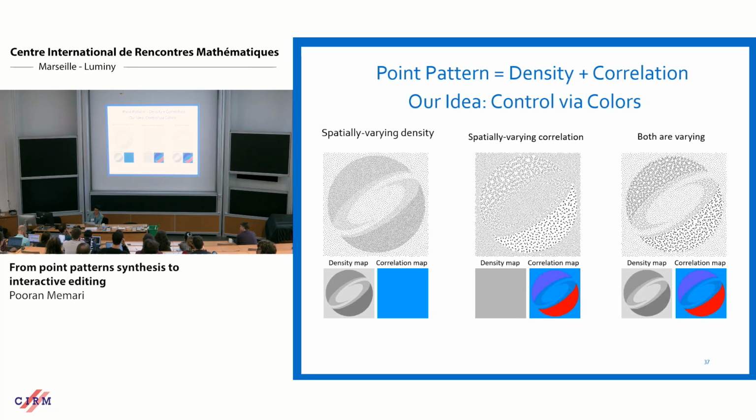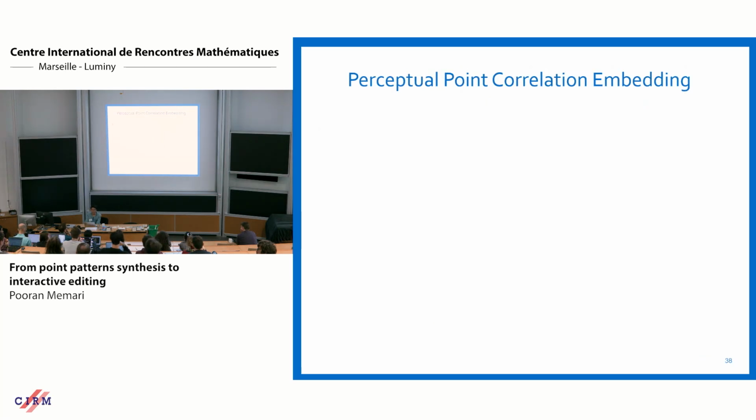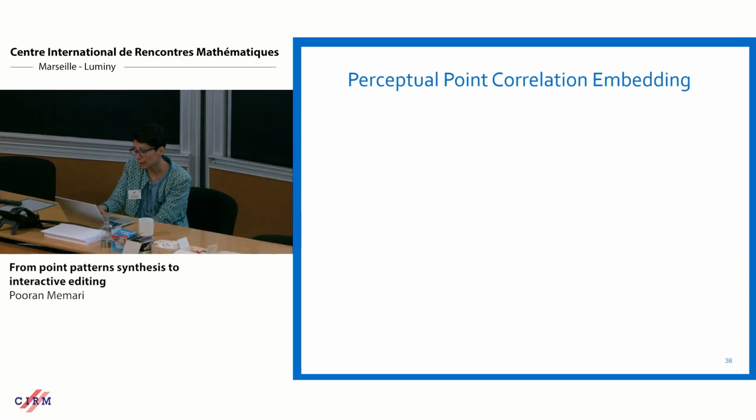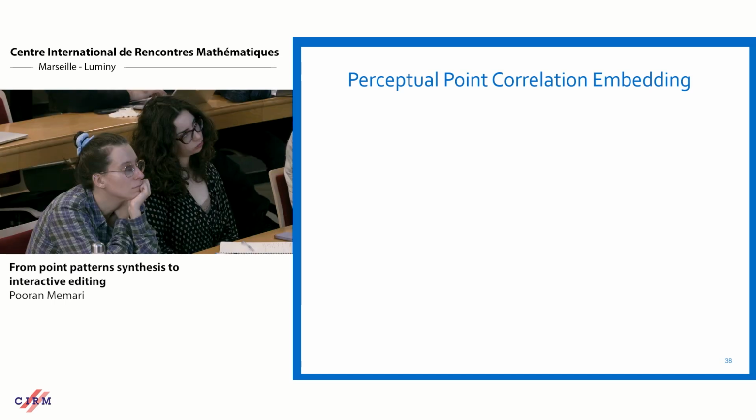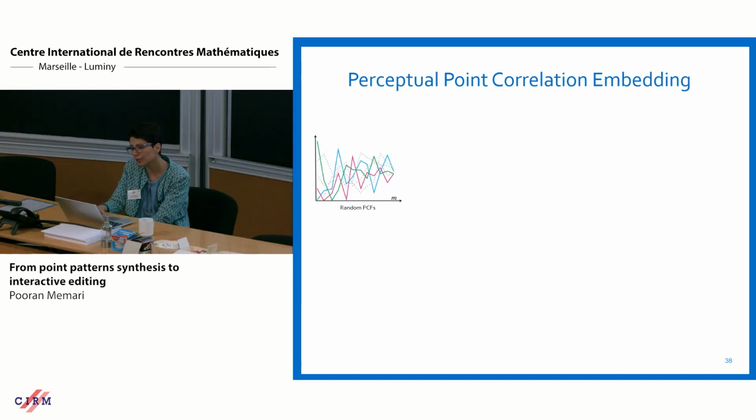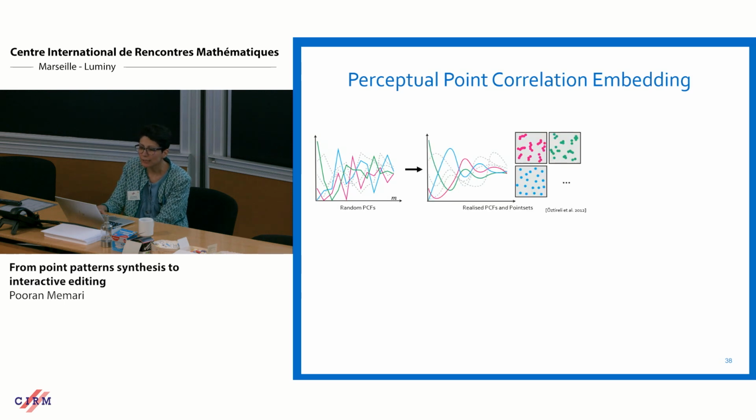Because the space of correlation is very unknown, and it should be very high dimensional. So the idea that we had was to build what we call a perceptual point correlation embedding. For this, we started by generating random PCFs. Not all of them are meaningful, but based on that, we tried to render these PCFs. Using our optimization synthesis techniques, we render the corresponding point patterns.